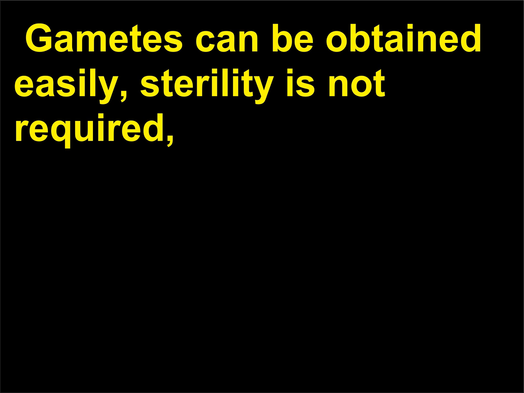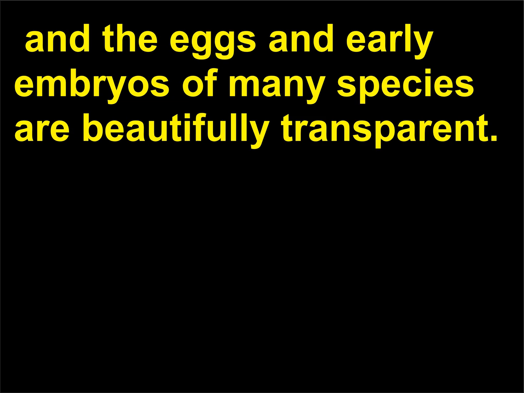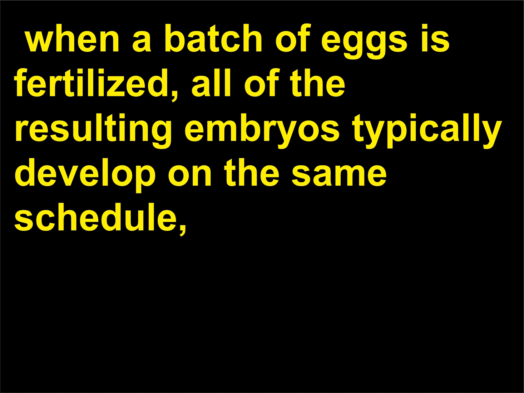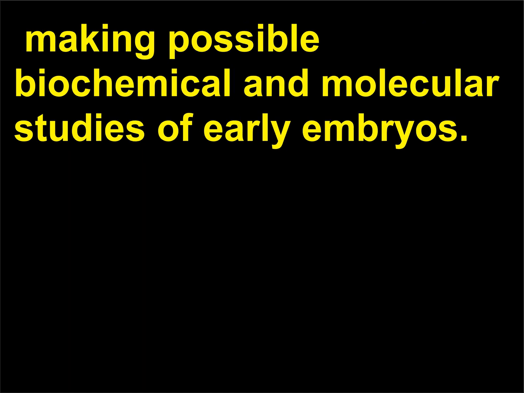Gametes can be obtained easily, sterility is not required, and the eggs and early embryos of many species are beautifully transparent. The early development of sea urchin embryos is also highly synchronous, that is, when a batch of eggs is fertilized, all of the resulting embryos typically develop on the same schedule, making possible biochemical and molecular studies of early embryos.